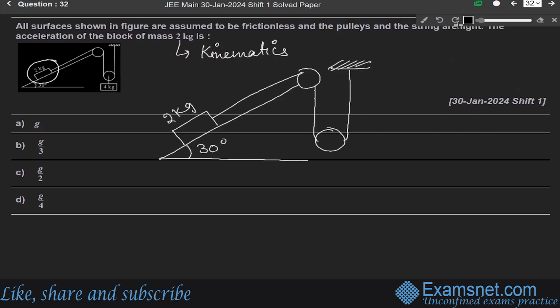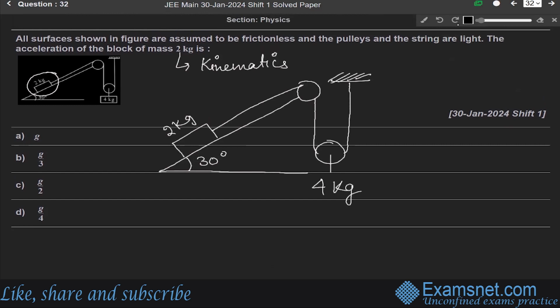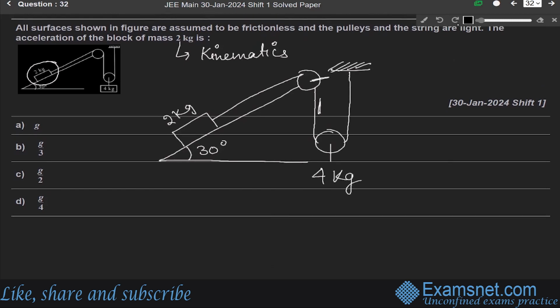This is attached with it, and this is 4 kg and frictionless, which means there is no friction. The pulleys and strings are light. We have to find the acceleration of the block of mass 2 kg. Let us see now.